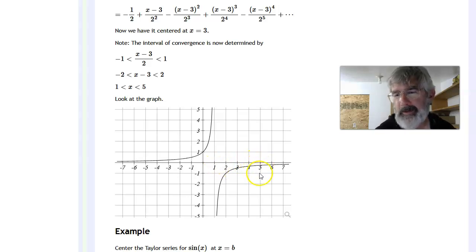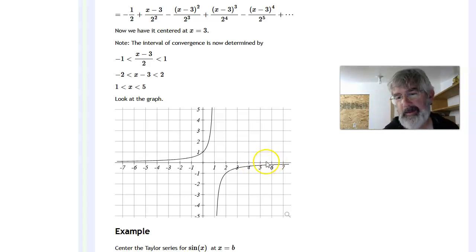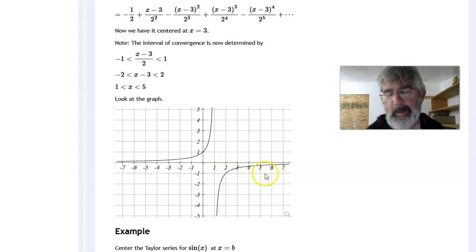You might guess that if I tried centering it, say, at 6, then my interval of convergence would go from 1 up to 11. Right? That is, I'd have a radius of 5 centered at 6, because I'd be able to go all the way over to that asymptote.